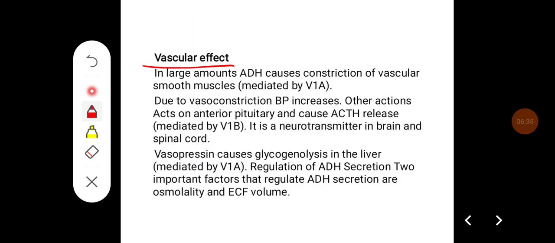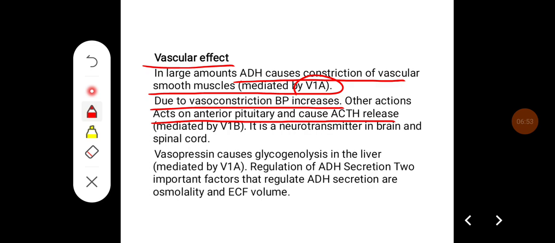Vascular effect: in large amounts, ADH causes vasoconstriction of the vascular smooth muscles, which is mediated by V1A receptors. Due to the vasoconstriction, blood pressure increases. The other actions of vasopressin: they act on the anterior pituitary and cause ACTH release, which is mediated by V1B receptors. It is also a neurotransmitter in the brain and the spinal cord. Vasopressin causes glycogenolysis in the liver, which is mediated by V1A receptors.